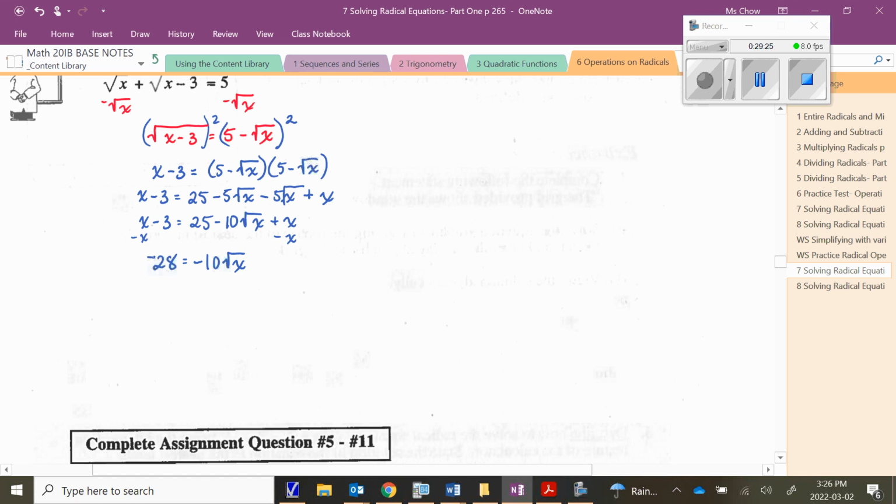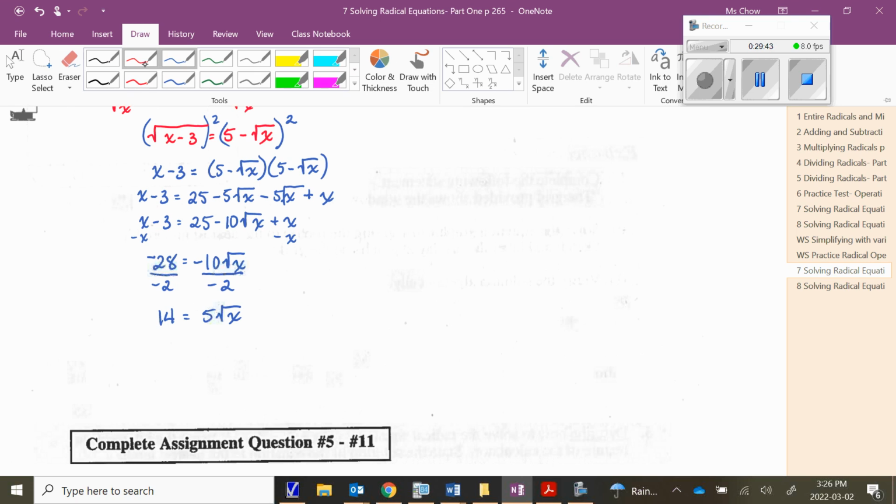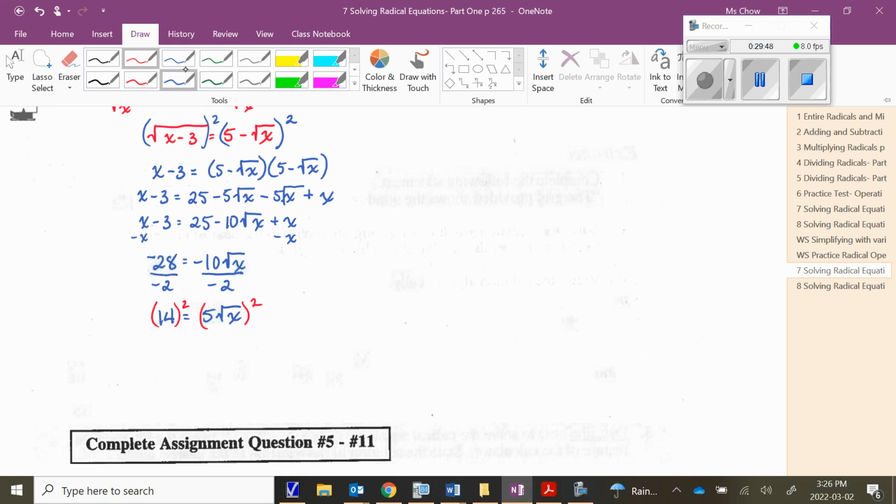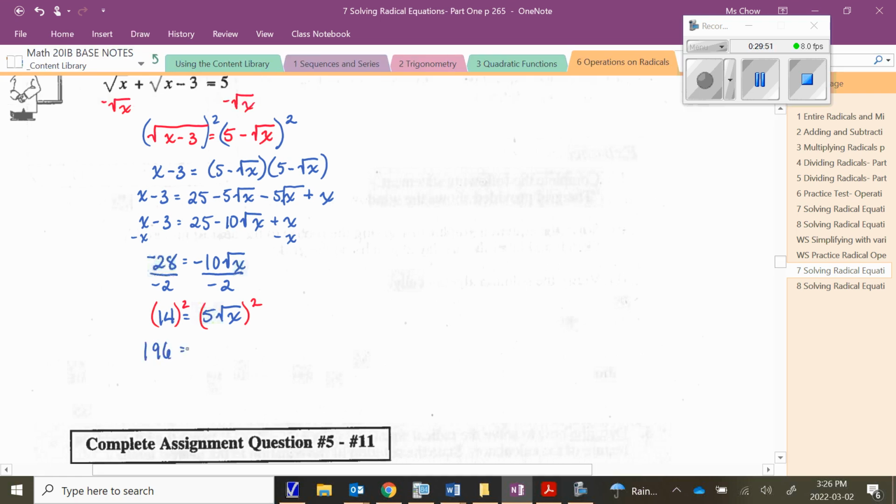So my suggestion would be to probably simplify it a little bit. What if we divided both sides by negative 2? So then I have 14 is equal to 5 root x. So numbers are a little bit smaller to deal with. And now we can go ahead and square both sides. So then we would have 196 is equal to 5 root x times 5 root x. So 5 times 5 is 25 times x. Now we'll divide both sides by 25. And x is equal to 196 over 25.